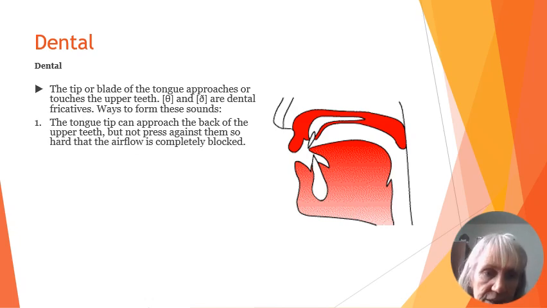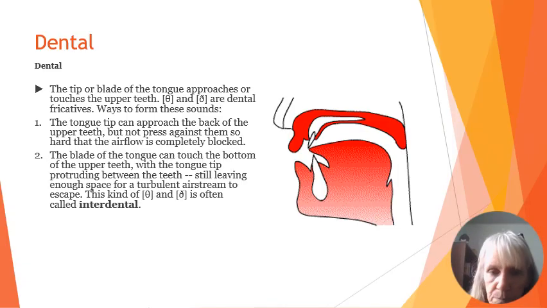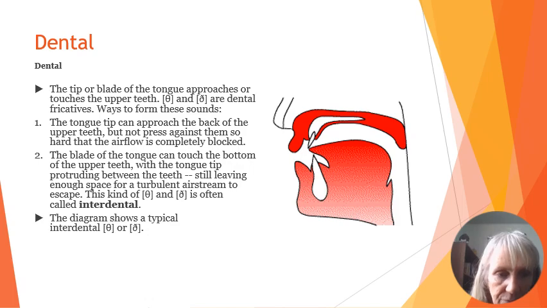There are two ways to form these sounds. The tongue tip can approach the back of the upper teeth, but not press against them so hard that the airflow is completely blocked. Or the blade of the tongue can touch the bottom of the upper teeth with the tongue tip protruding between the teeth, as we've seen with "thing" and "the", right? We're still leaving enough space for a little bit of a turbulent airstream, so we're hearing that hissing sound, okay? And these two are often called interdental because they are actually going through the teeth. That's the typical interdental you'll see in that picture for "th" and "the".